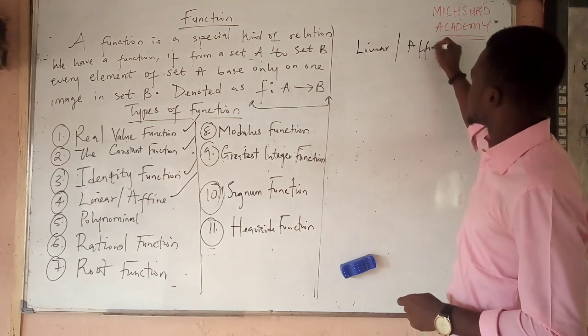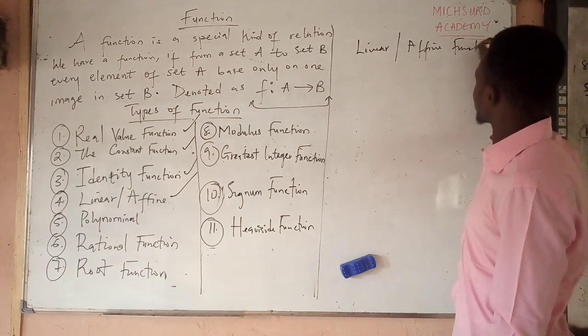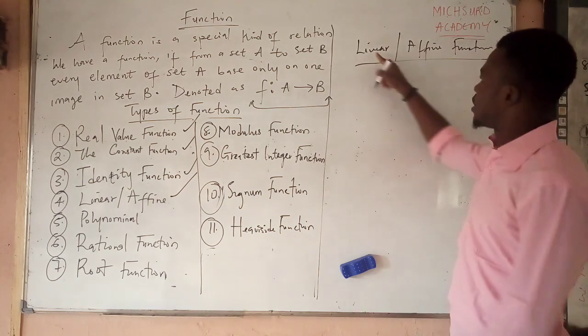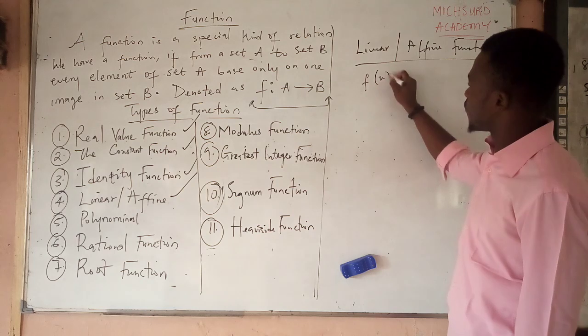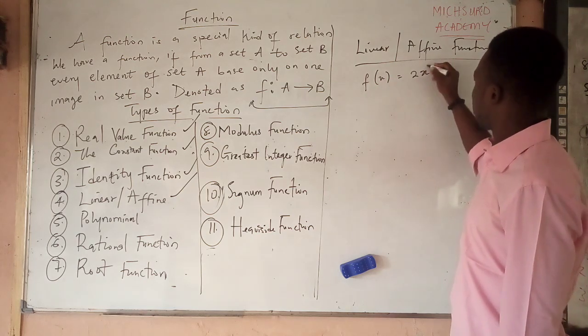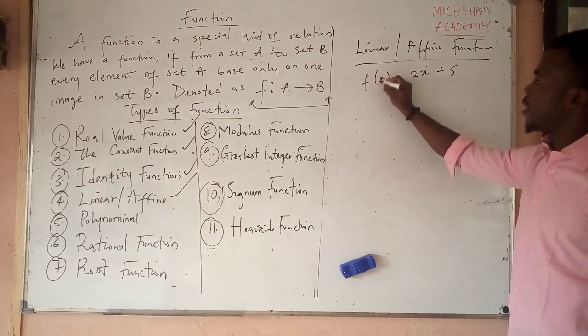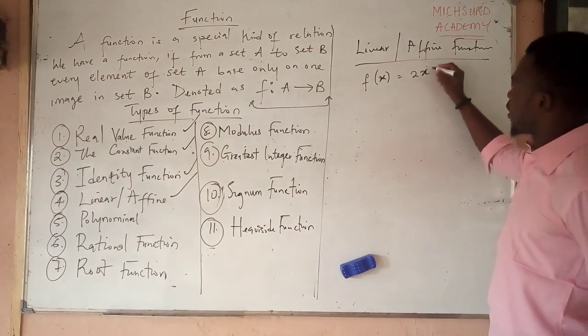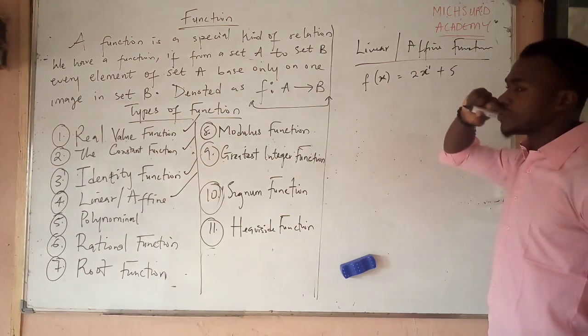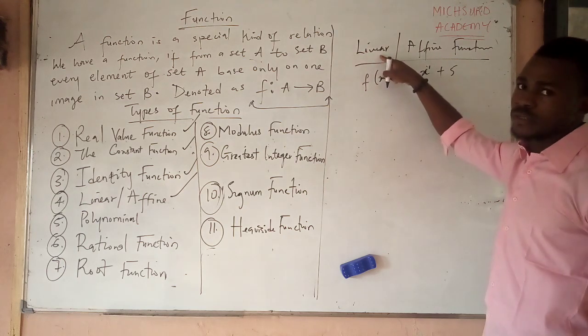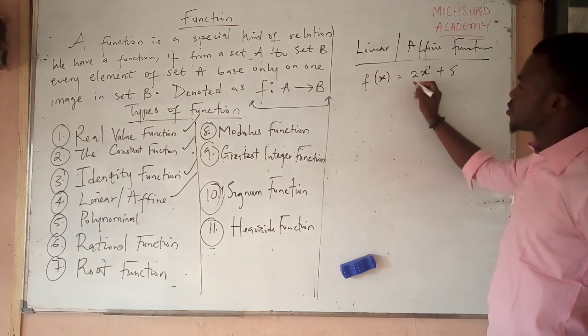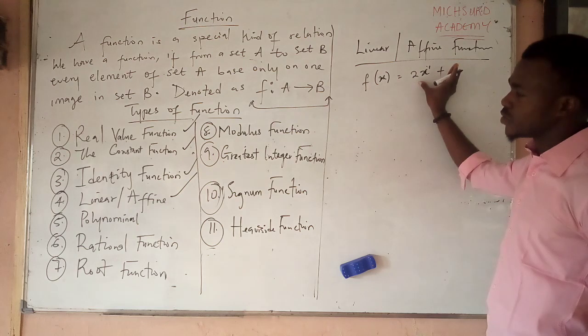Okay, so let's say we have the linear or the affine function. So for the linear function, let's say we have f of x equal to 2x plus 5. Now if you watch very well, the highest power of x here is what? It is 1. So that makes it a linear function. So we refer to such a function as the linear function.